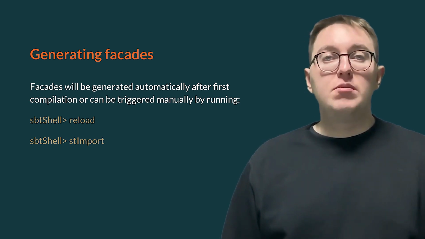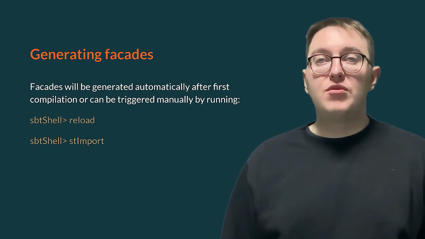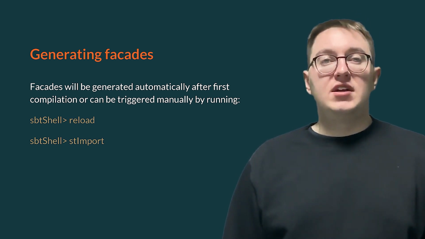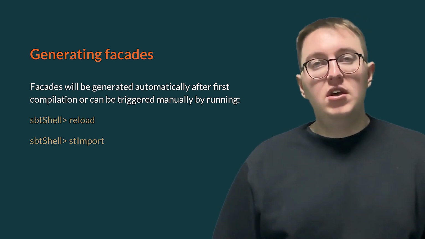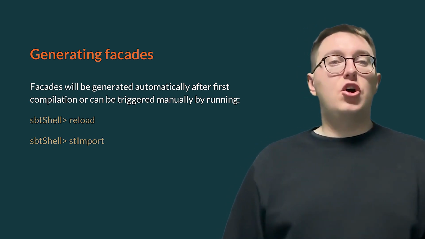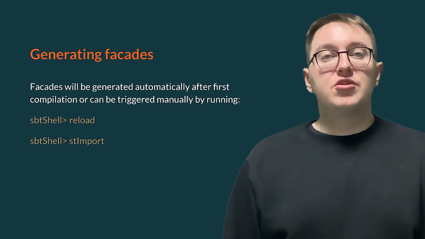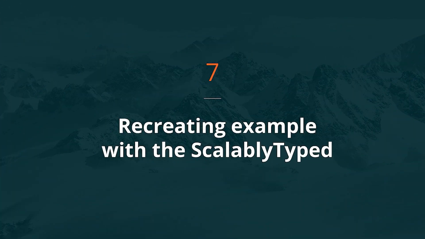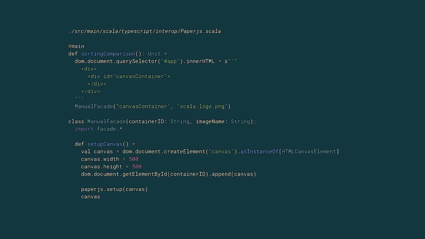We can now try to implement the same example, but this time with ScalablyTyped generated facades. It is worth adding that after the facades are generated, you should also reindex your IDE of choice, as completions and other functionalities may not contain results from the generated code. We will now modify the previous example, just to show how easy it is to use ScalablyTyped in your application.